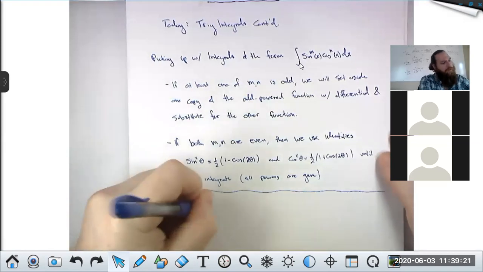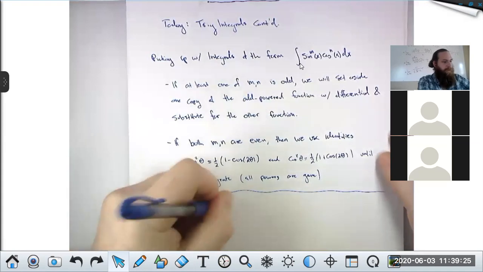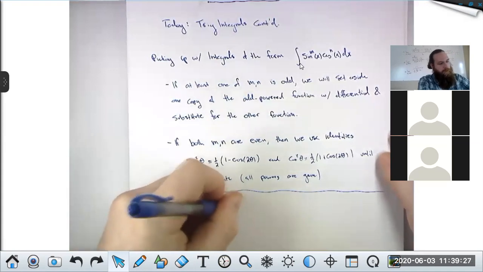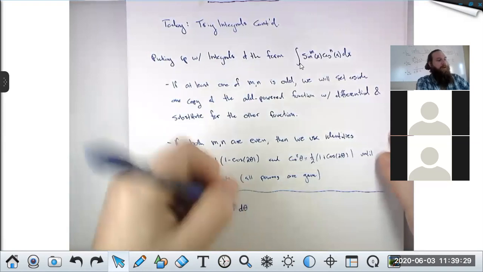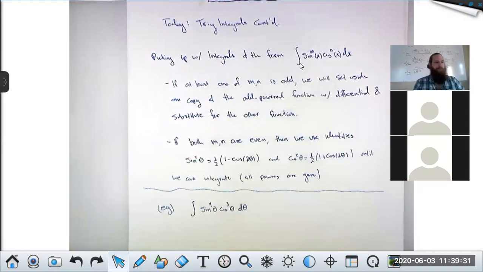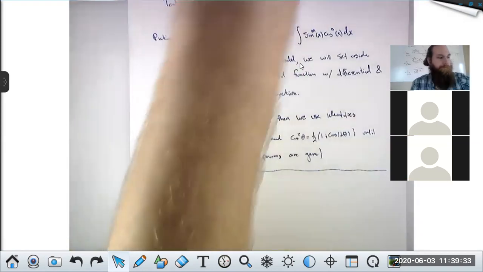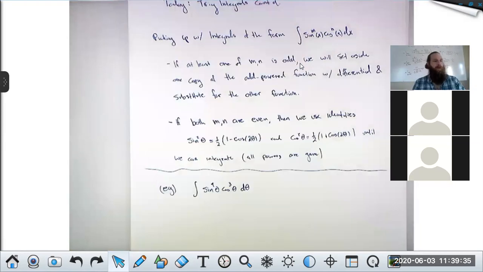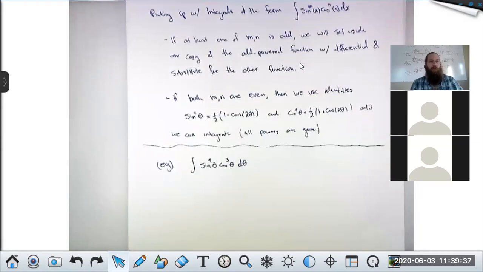So here, let's look at sine to the 9 theta times cos cubed theta d theta. Here, I'm definitely in that first case, because it is true that at least one of the powers is odd. They're both odd. So I have to choose which one of them I want to set aside a copy of with the differential and which one I want to substitute for.